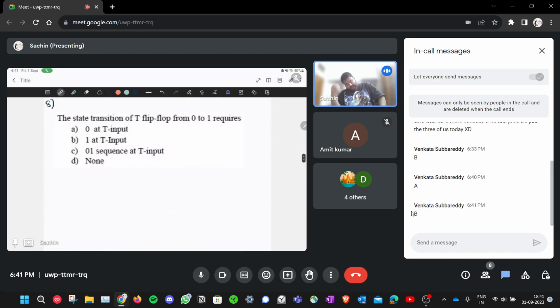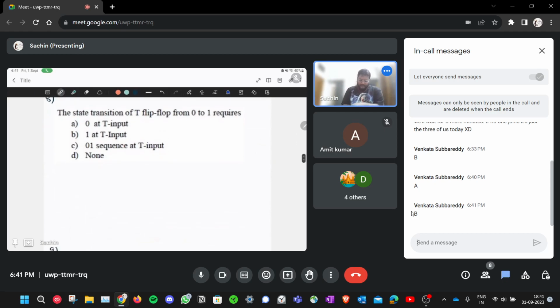The straight transition of T flip-flop from 0 to 1 requires. Yeah, I had explained T flip-flop in one of the earlier questions, but I'll explain it again. So a T flip-flop, you can get it by connecting both the J and K inputs of a JK flip-flop to the same input, and you call that T.